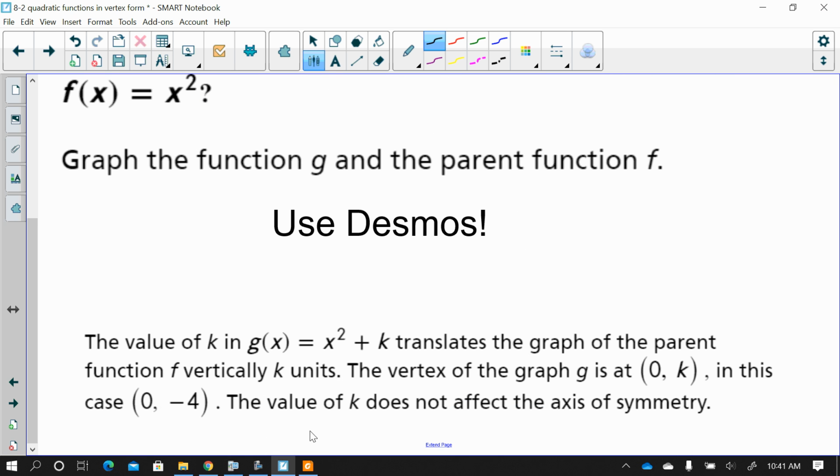So k is our vertical translation. The value of k translates the graph of the parent function vertically k units. Our vertex is at (0, k). So k is part of your vertex. This value of k does not affect our axis of symmetry. Big thing to know, we should know this by now, we've done lots of transformations: adding a constant at the end moves our graph either up or down, depending on if it's positive or negative.